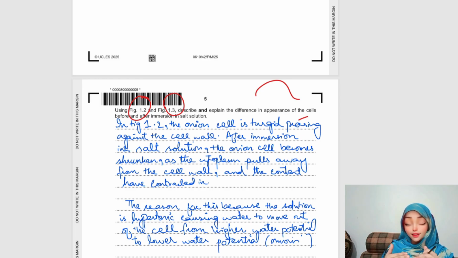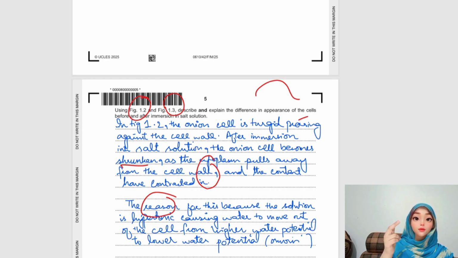So after immersion in the salt solution, the onion cells become sunken and the cytoplasm pulls away from the cell wall. The reason is that in the hypertonic environment the water moves out of the cell. So when the water moves out of the cell, more and more water will move out, and as a result the cell will shrink.